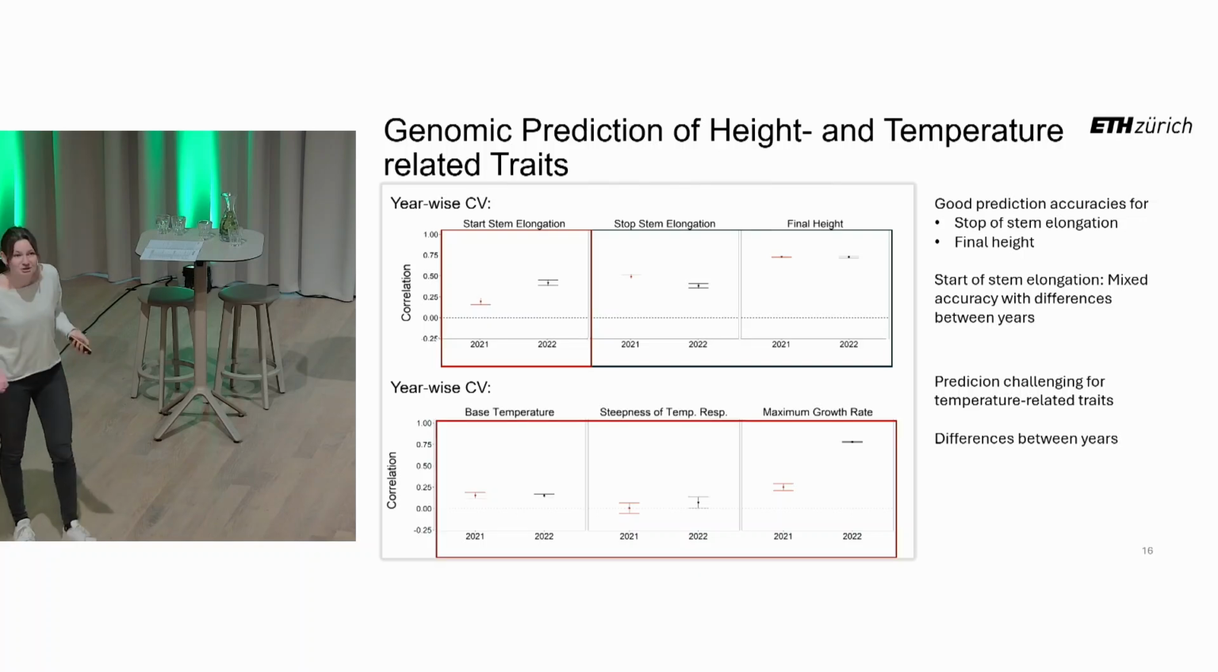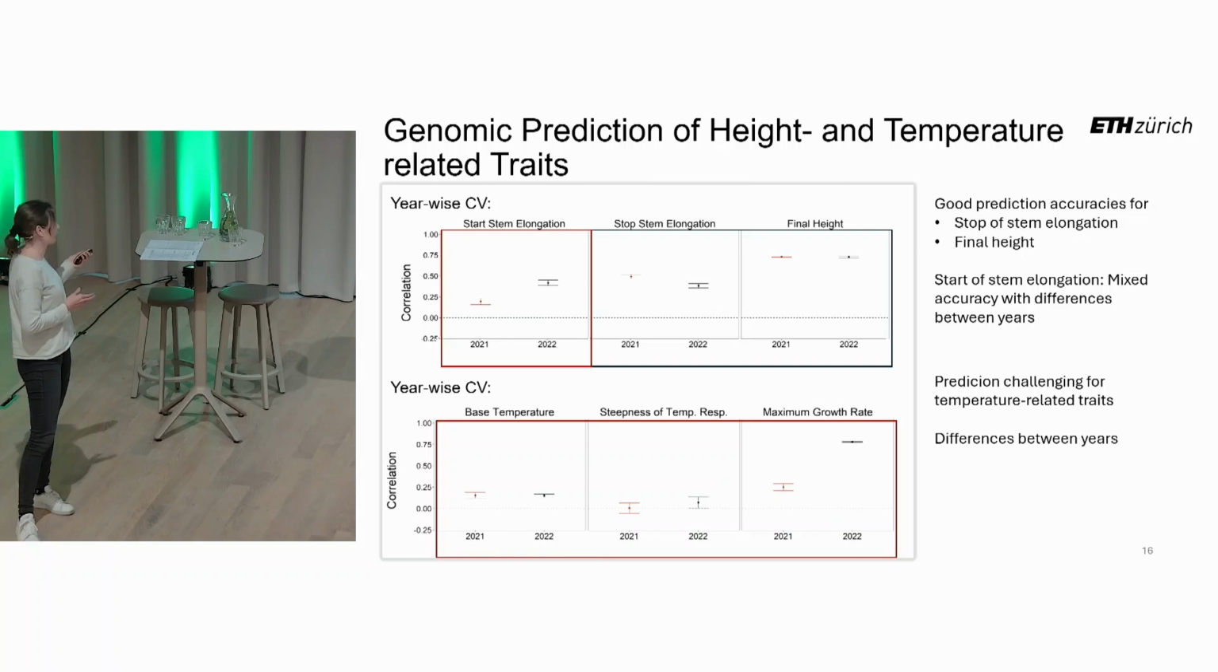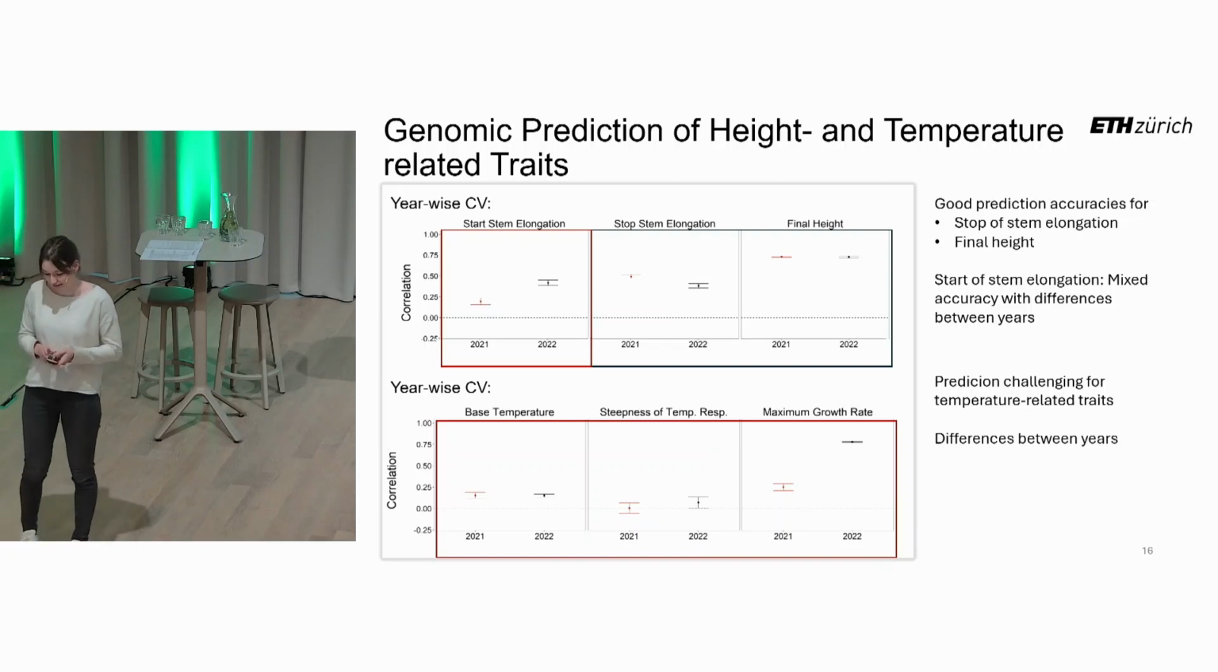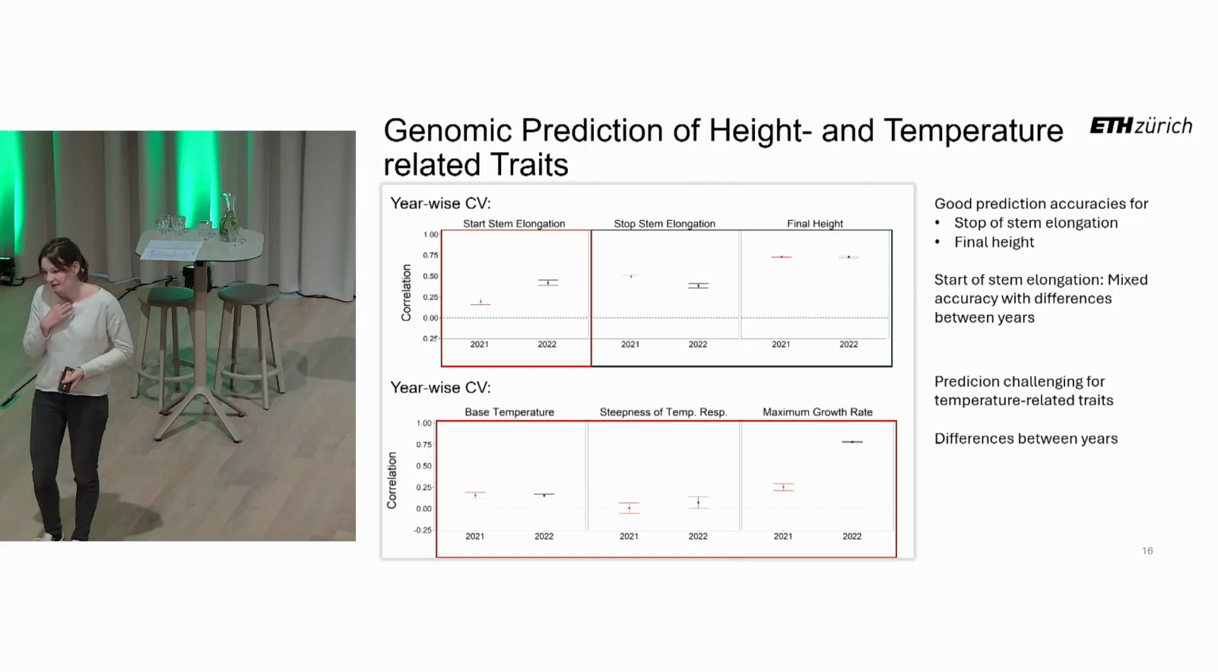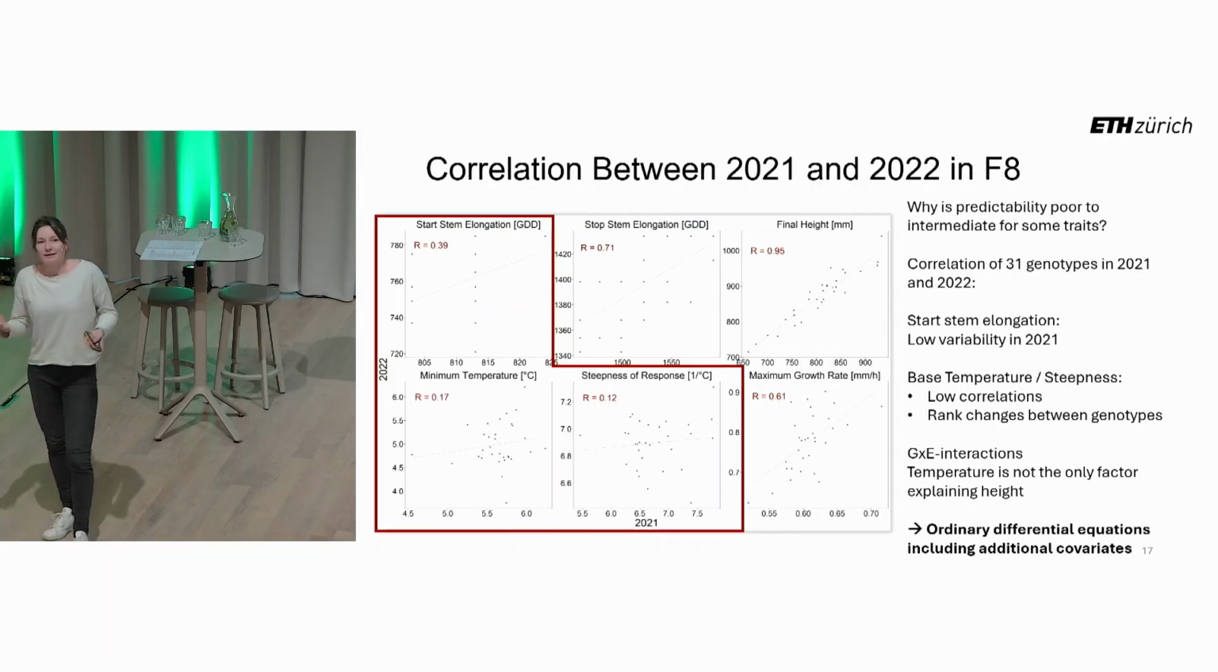If you look at the temperature response parameters, it's even worse. So the correlation or the accuracy of the genomic prediction is quite low, and large differences between the 2 years for some of the traits. So we were wondering, why is it sometimes very low and sometimes the accuracy high?